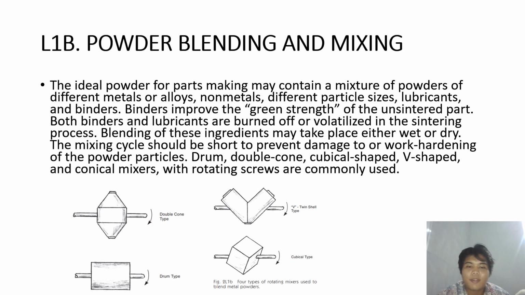Blending of these ingredients may be done either wet or dry. The mixing cycle should be short to prevent damage to or work hardening of the particles. Drum, double cone, cubical shaped, V-shaped, and conical mixers with rotating screws are commonly used. This is just for the mixing.